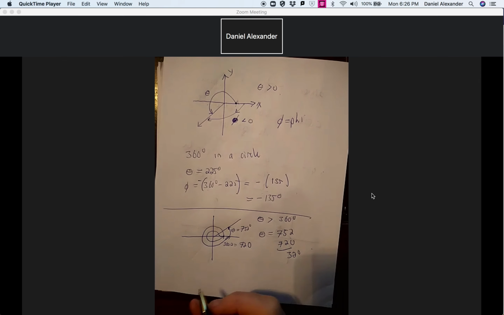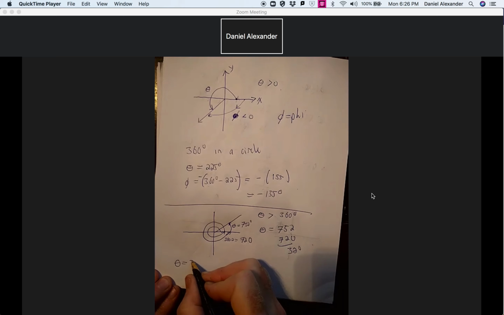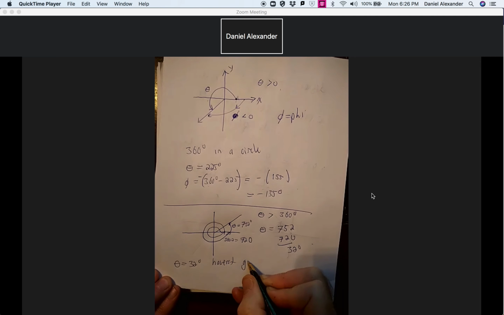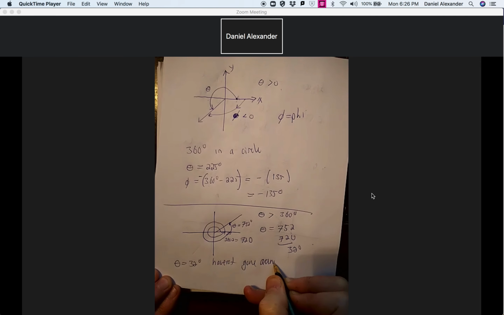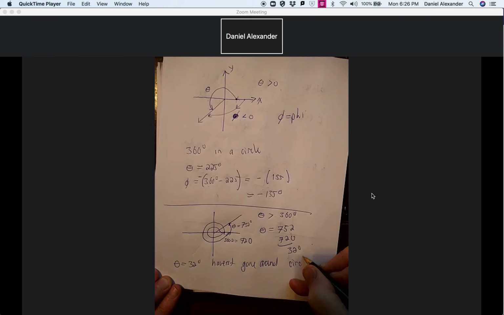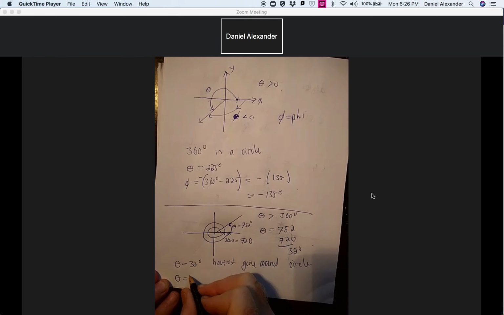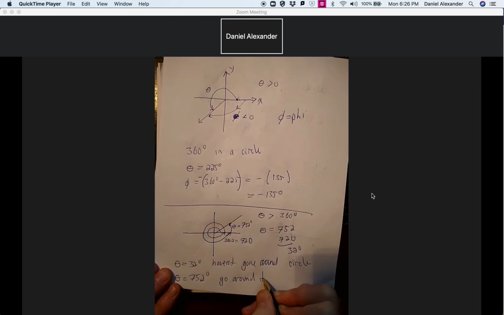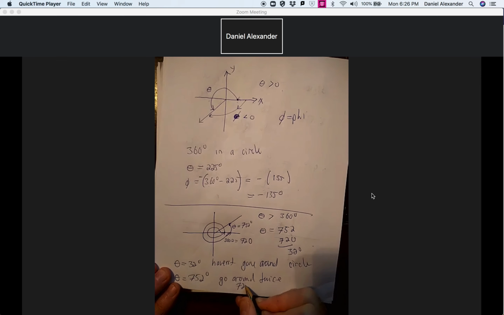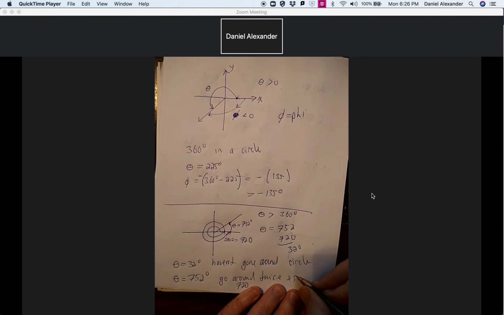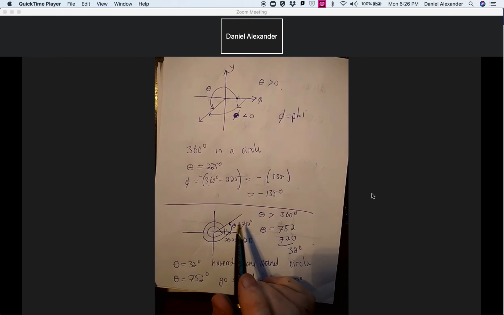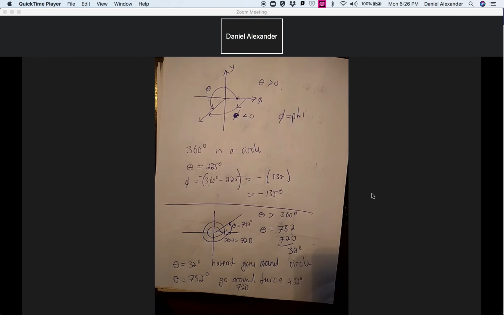Now the difference between theta equals 32 degrees is you haven't gone around the circle, and theta equaling 752 degrees is I've gone around the circle twice. That's 720 plus another 32. Now, what this means is that angles are dynamic. That means there's a motion that's implied, and that's the best way to think about them.